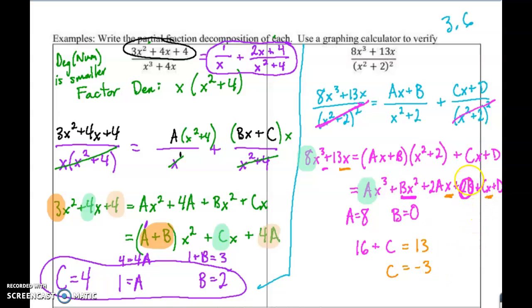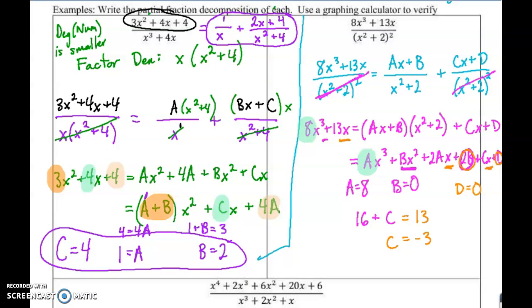And again, b was 0. Well, d must also be 0 because there's no constant term over here. So I might as well write that down as well. d is equal to 0. So now I have enough information to solve my problem. Let's switch to black and just say, this is my answer.